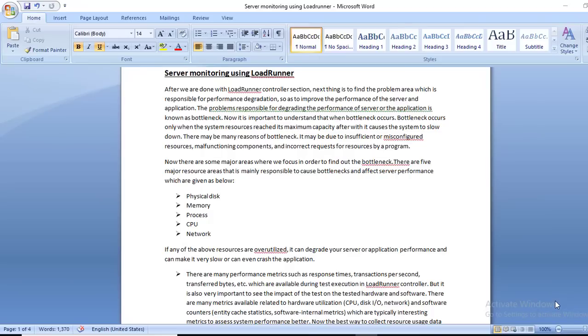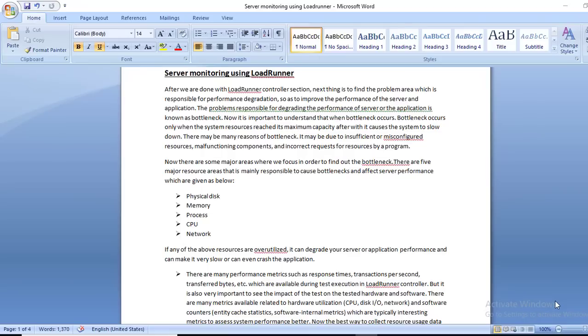You might have seen that sometimes an application runs very slow on the internet with very heavy load at peak time, and sometimes the application doesn't respond when we enter a URL on the internet. So this is due to a bottleneck. This is due to a problem responsible for degrading the performance of the server or the application.